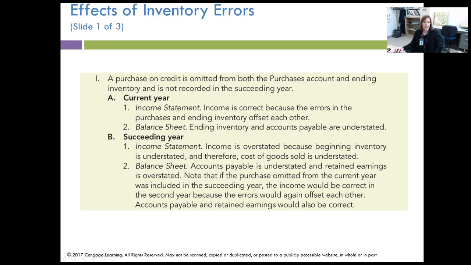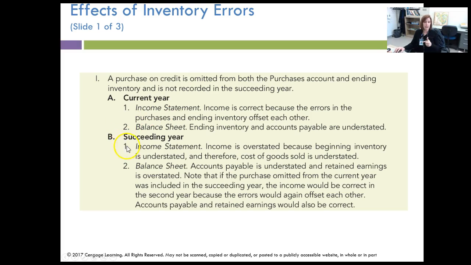So we'll look at some different scenarios about how these errors will show up on the various statements. In our first example, we have a purchase on credit that gets omitted from both the purchases account and the ending inventory and is not recorded in the succeeding year. In the current year, the errors in terms of the income statement are going to offset each other. But on the balance sheet, the ending inventory and accounts payable will be understated.